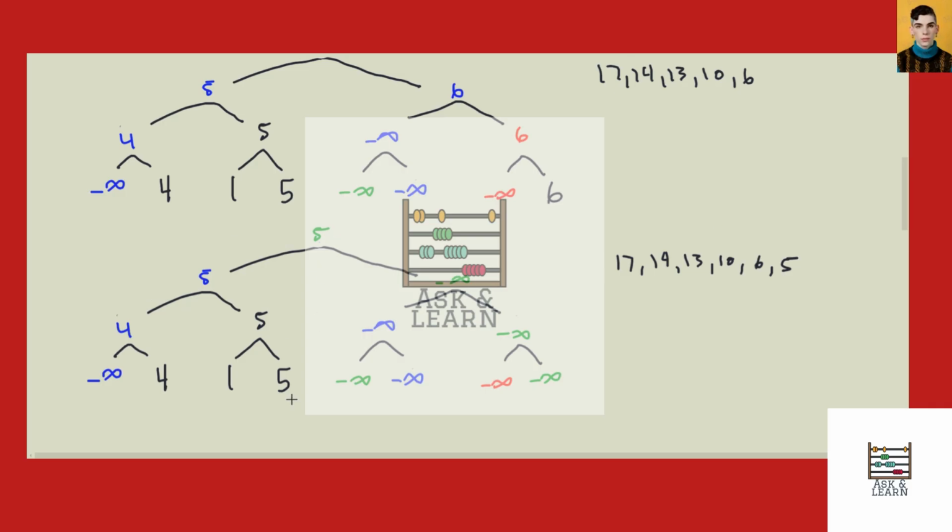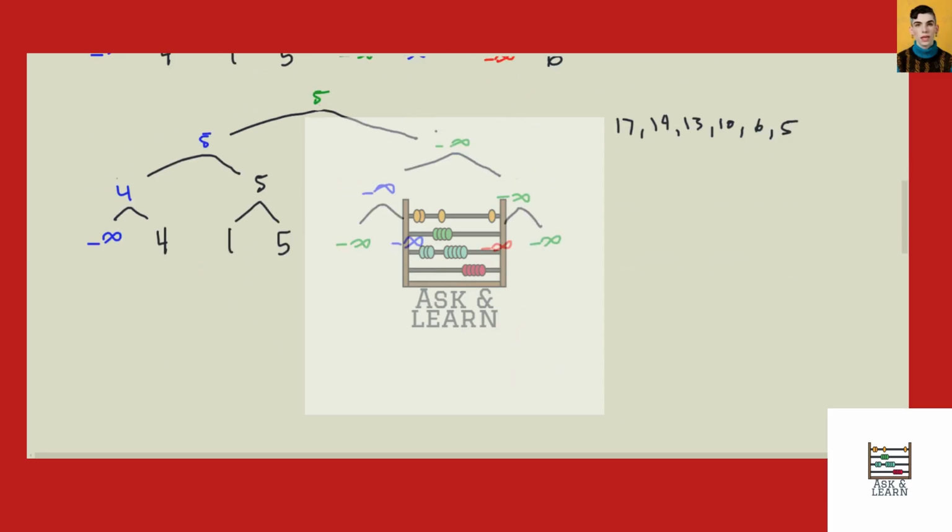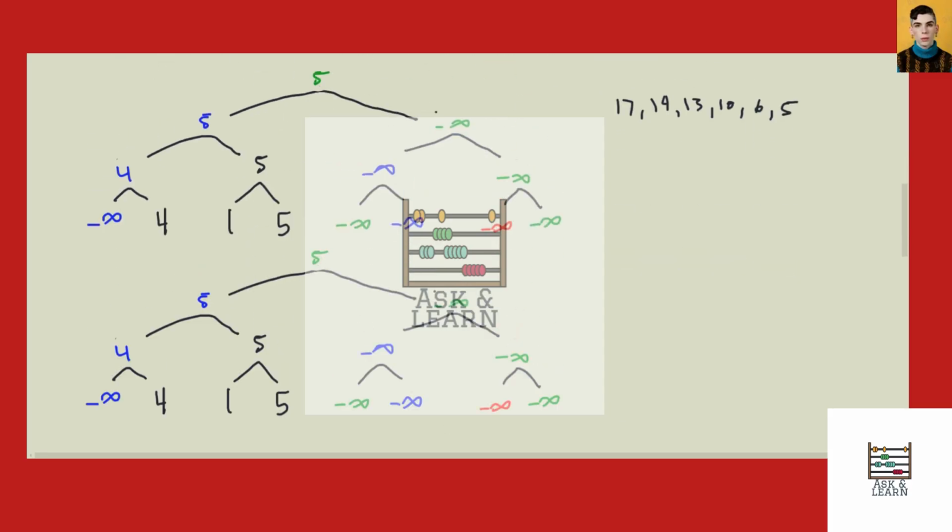Now we're replacing all those 5s with negative infinity. So let's erase those 5s, and we'll replace that bottom blank with negative infinity. That means 1 is going to move up. Now 4 versus 1, 4 moves up. 4 versus negative infinity, 4 moves up. So 17, 14, 13, 10, 6, 5, 4.